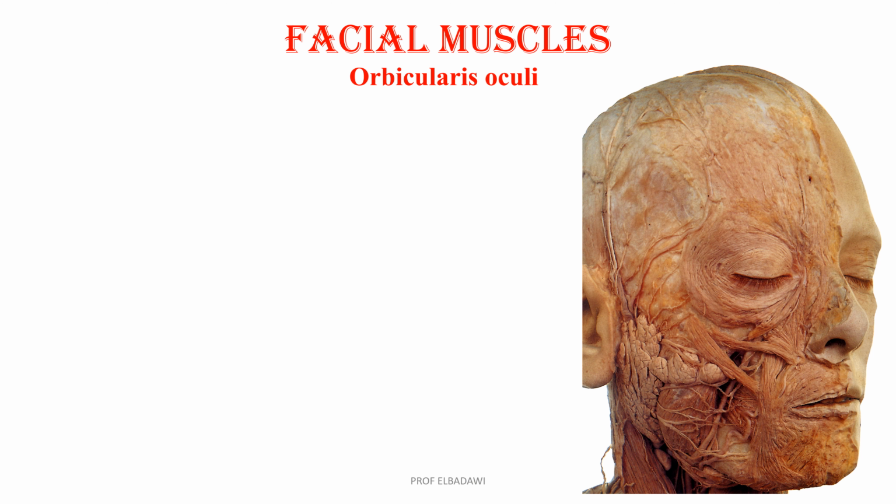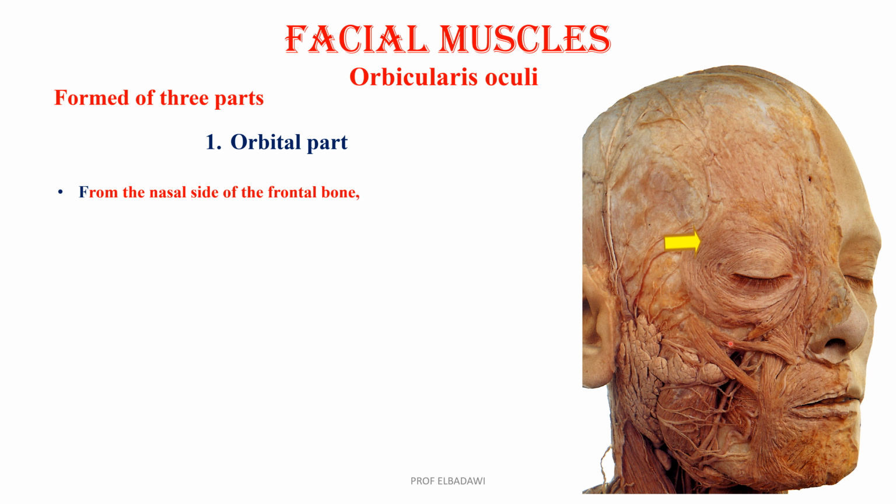Second muscle is the orbicularis oculi muscle. That muscle over here forms a circle around the orbit. It's formed of three parts: the orbital part, this part here around the outer part of the eye. It takes origin from the nasal side of the frontal bone, the frontal process of the maxilla, and the medial palpebral ligament.